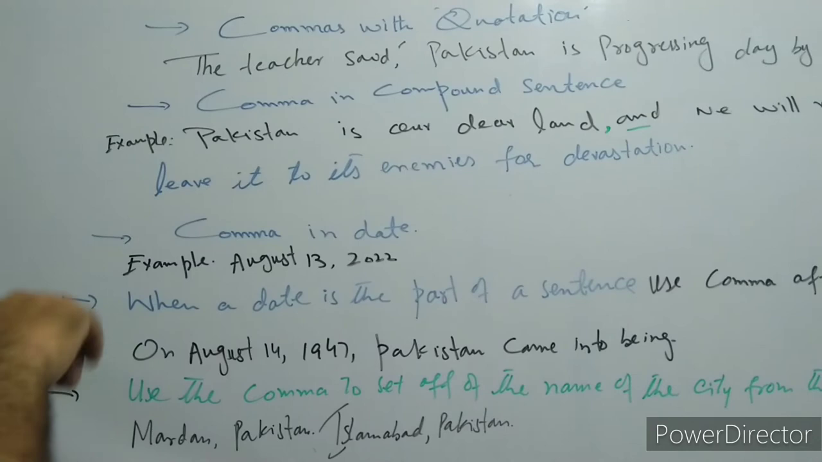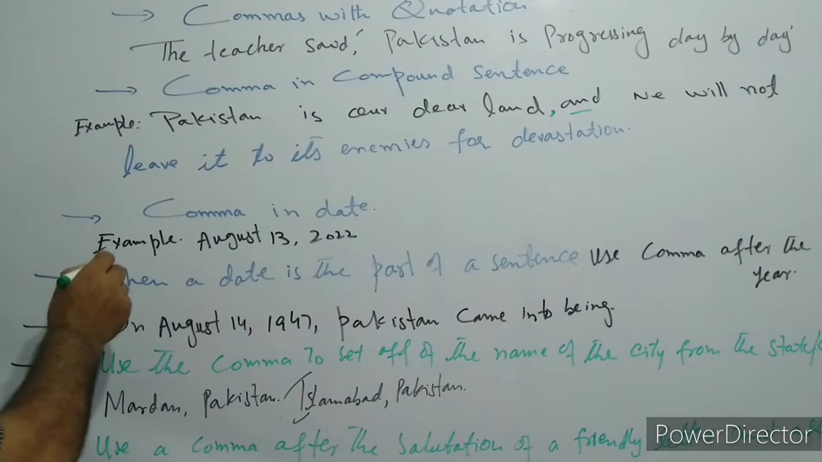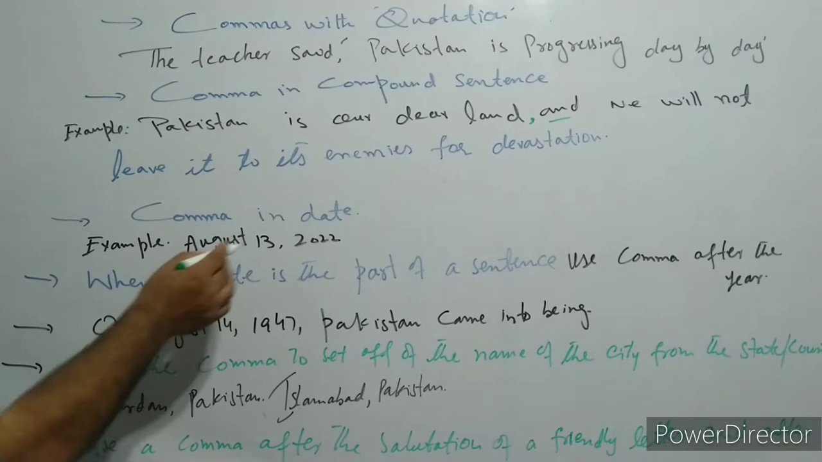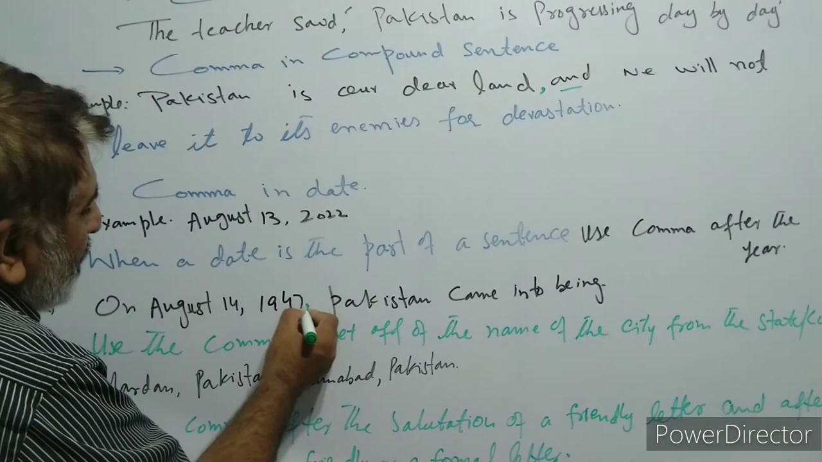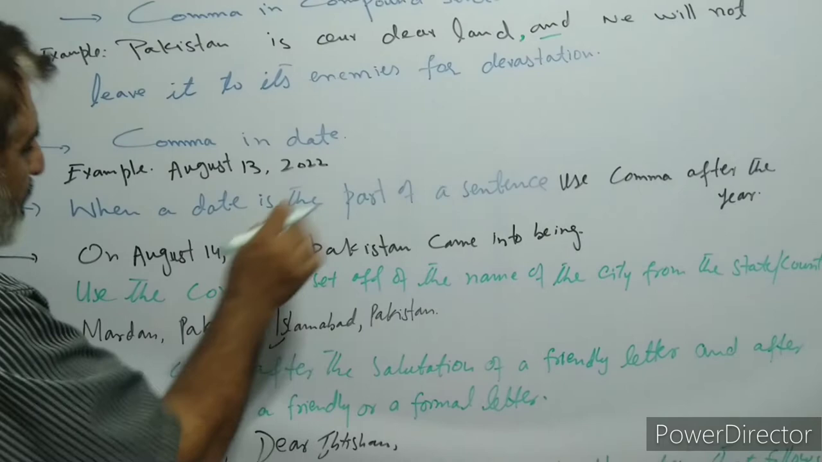Comma in dates. Try to understand. Example: August 13, 2022. This is an example. When a date is part of a sentence, use a comma after the year. Look here: On August 14, 1947, Pakistan came into being. So here you can see that if it is alone, we don't need a comma here. But if it is part of a sentence, always use a comma here.